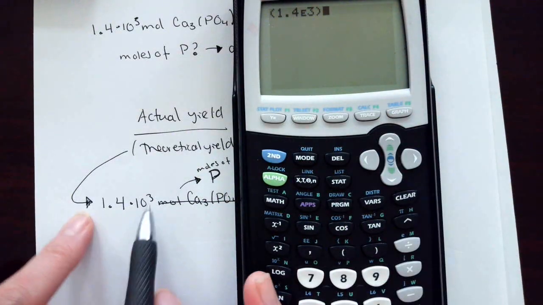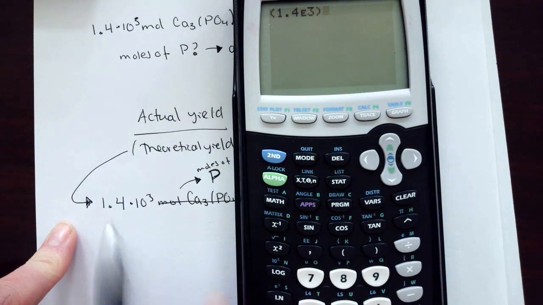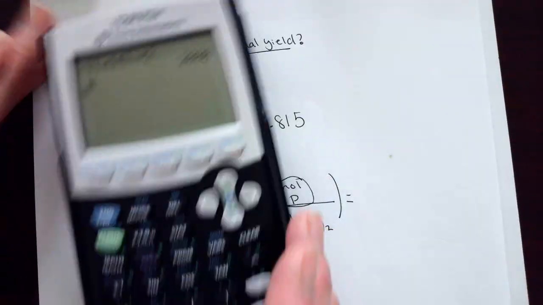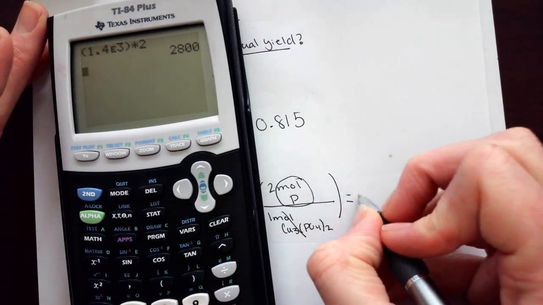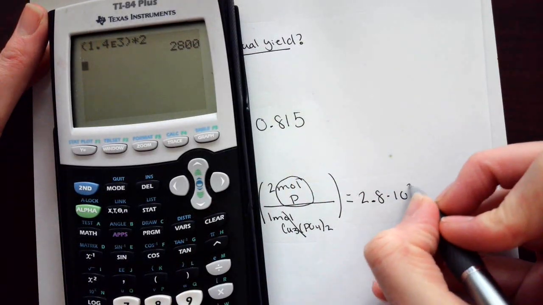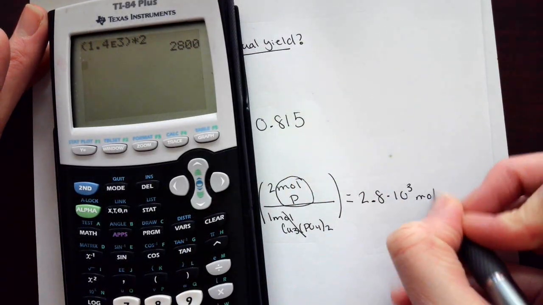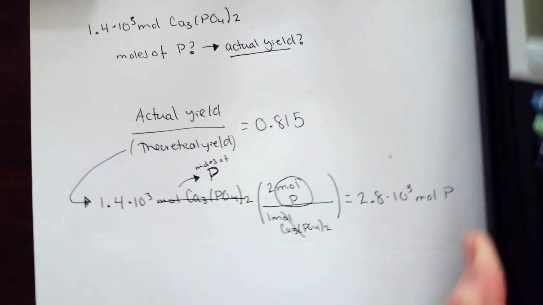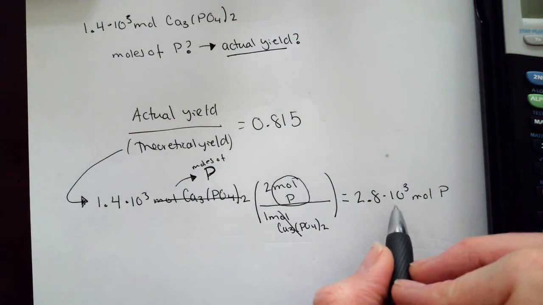So this is the same as this. And then I'm going to take that times 2. You can see that I get 2,800, so 2.8 times 10 to the third moles of phosphorus, which matches my sig figs. And again, this is my theoretical yield.